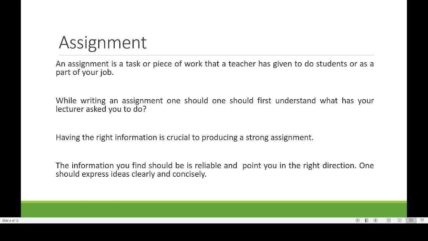Third, having the right information is crucial to producing a strong assignment. When you write an assignment, it should not be very lengthy. There is no need for that, because in the modern world, plagiarism software is creating more trouble. For example, it is always safe to write in your own sentences. Right now you are not in danger, but for the coming batches, this plagiarism software will be strongly implemented.